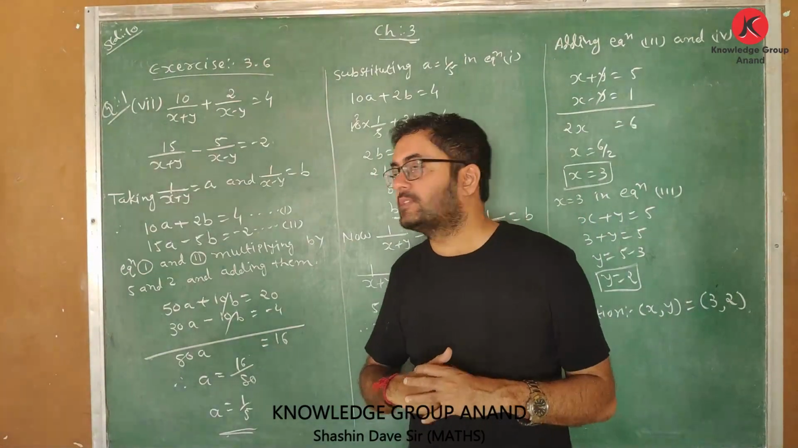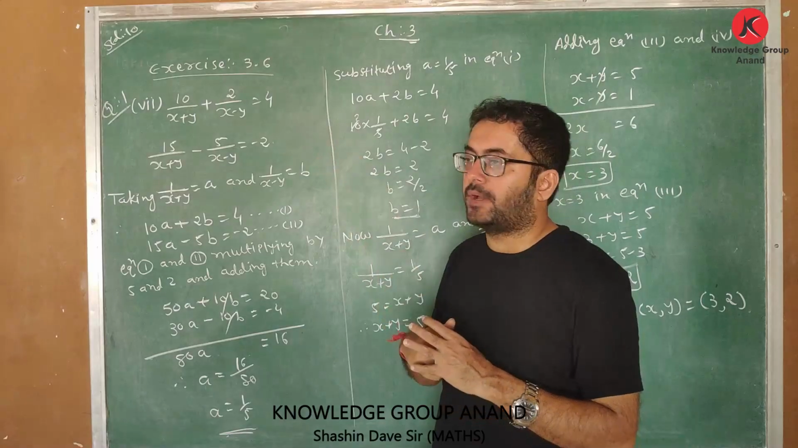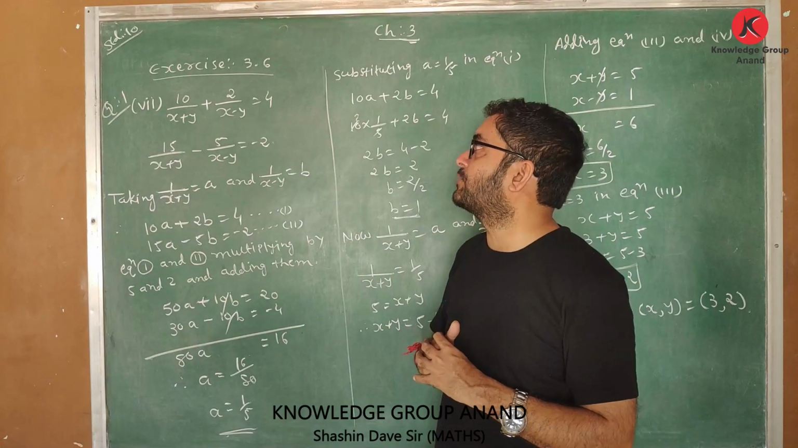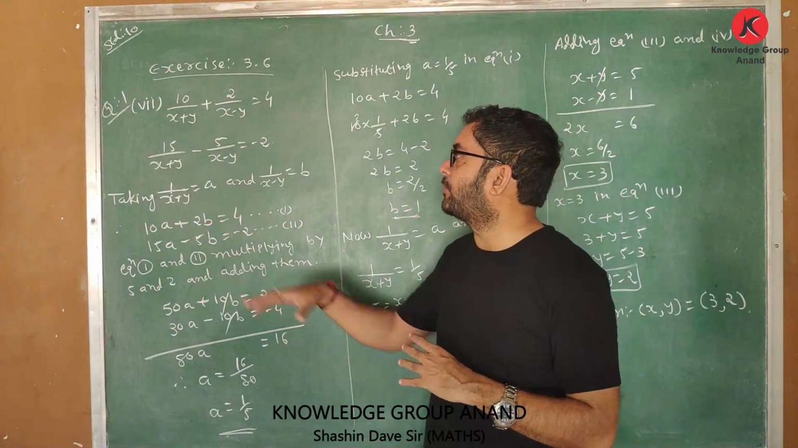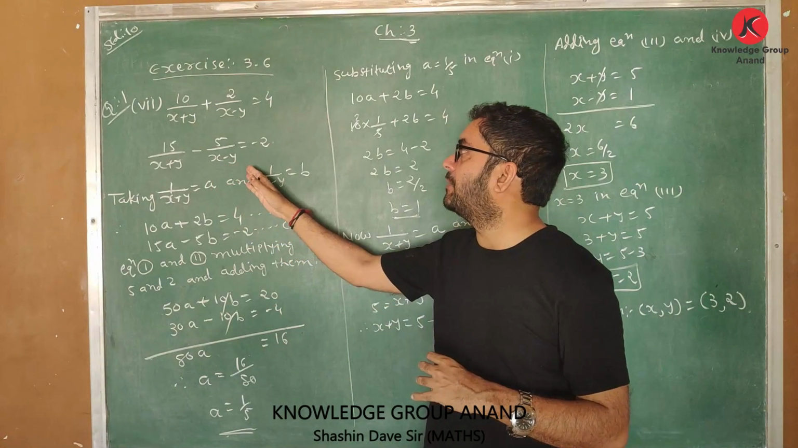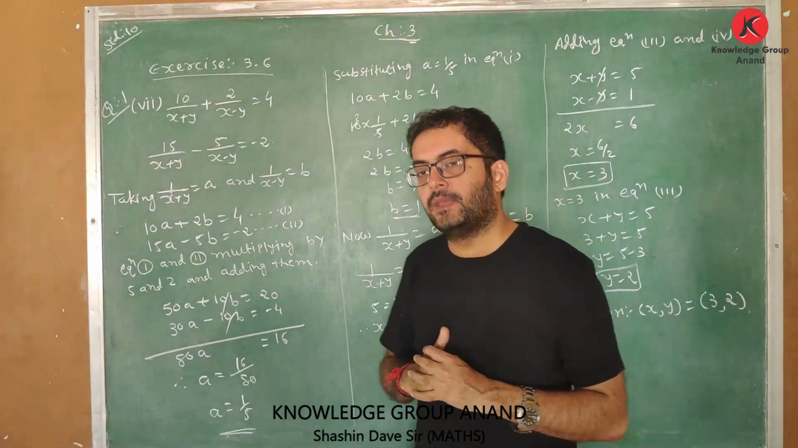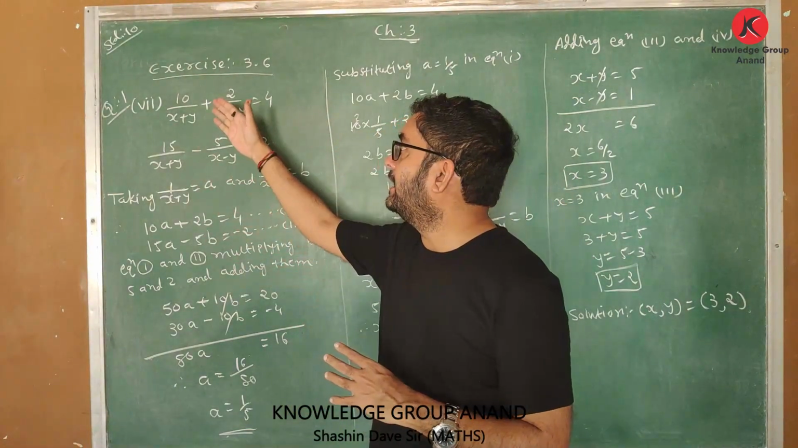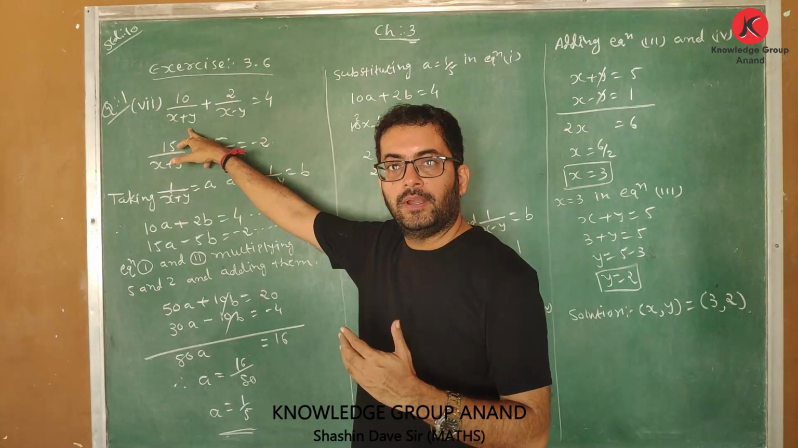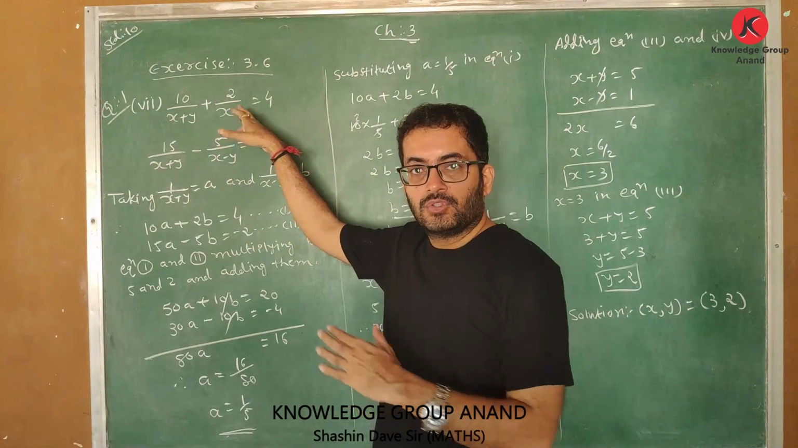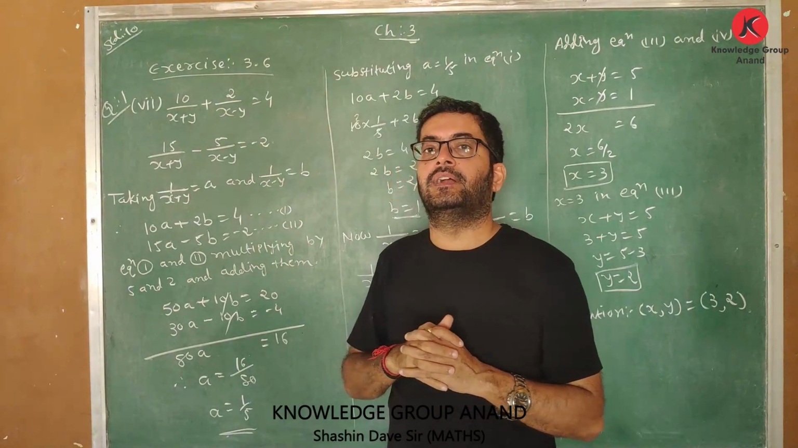The question goes like this: 10 upon x plus y plus 2 upon x minus y is equal to 4. And the second equation is 15 upon x plus y minus 5 upon x minus y is equal to minus 2. Now as you can see, in both the equations you find x plus y in the denominator as well as x minus y. So whatever is there in the denominator will be considered as a and b.